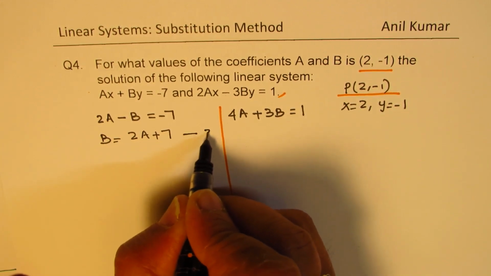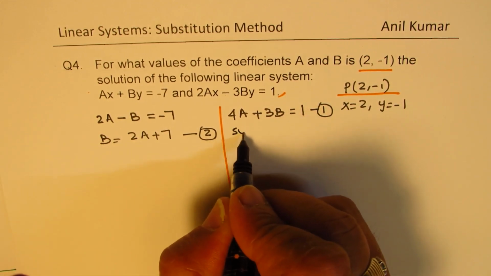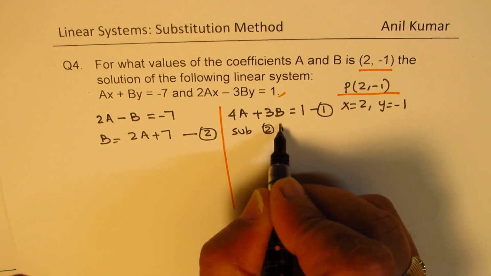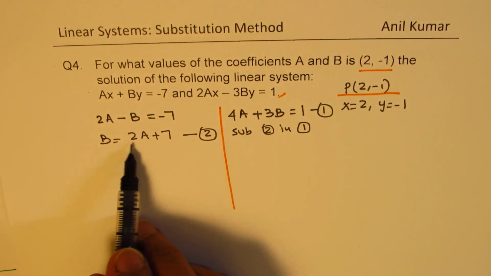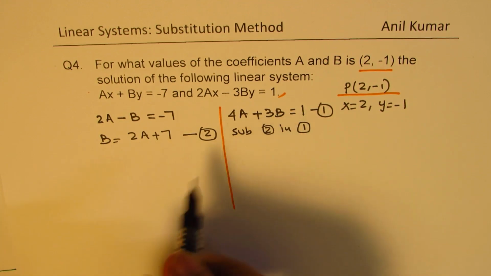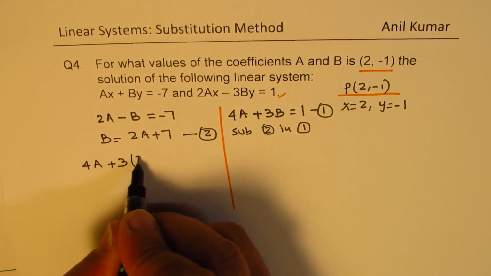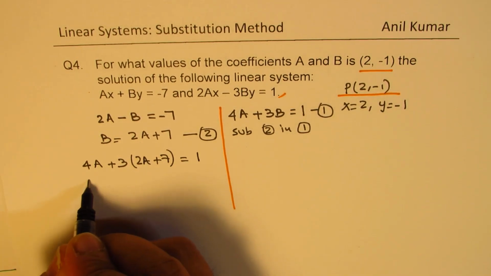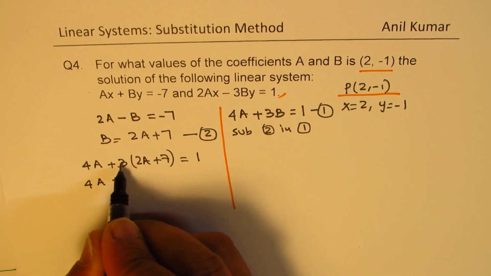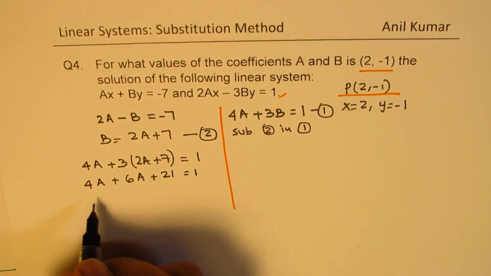So I'm calling this my equation 2, this my equation 1. We'll now substitute 2 in 1. Same step. So when I substitute b equals 2a plus 7 in 1, what do I get? I get 4a plus 3 times (2a plus 7) equals 1. So we get 4a plus 3 times 2 is 6a plus 21 equals 1.